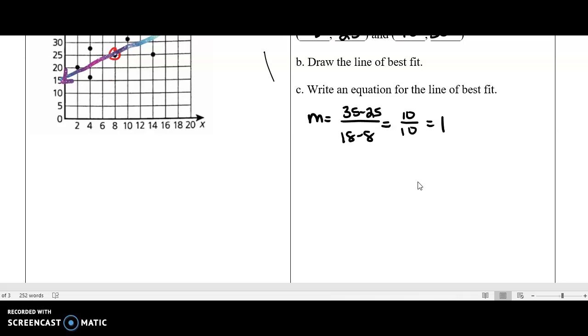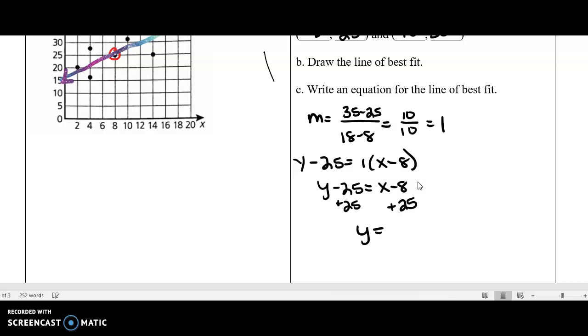I'm going to plug in one of my points. I'm going to use 8, 25. So I have y minus 25 equals 1 times x minus 8. Distribute the 1 through: x minus 8. Add the 25. And y equals x plus 17.